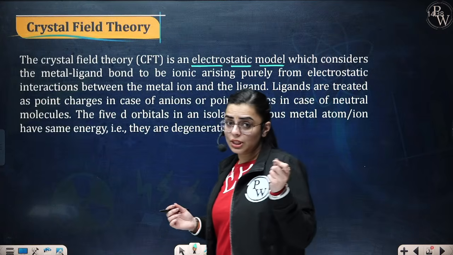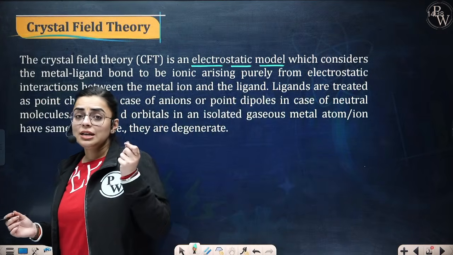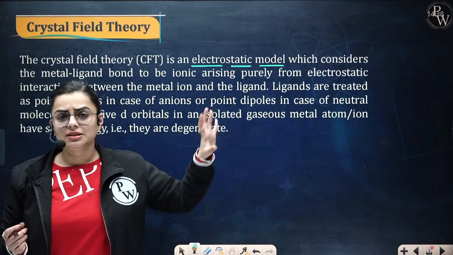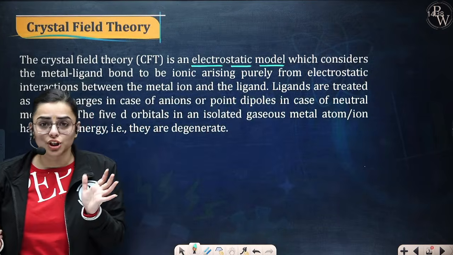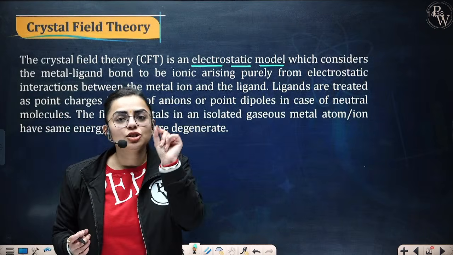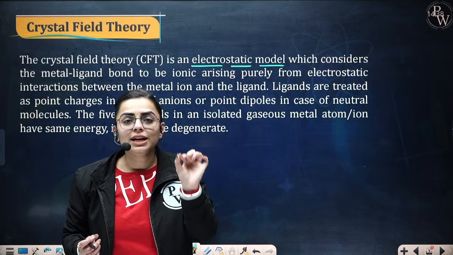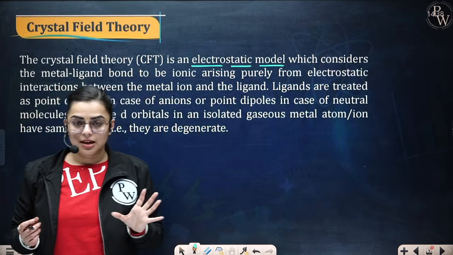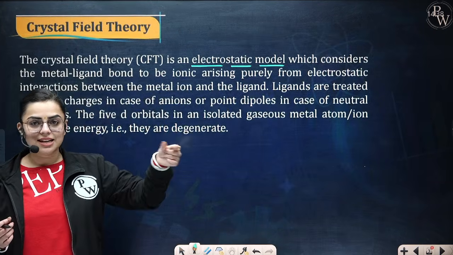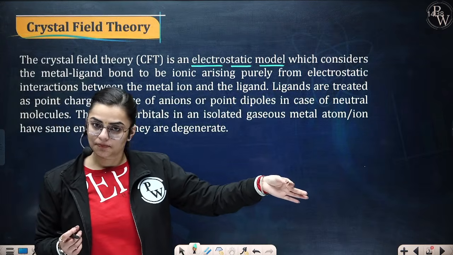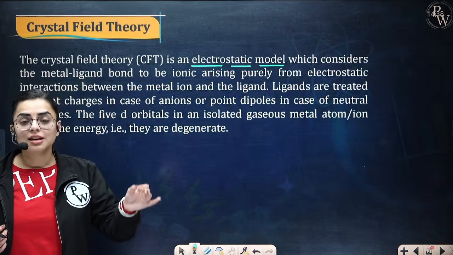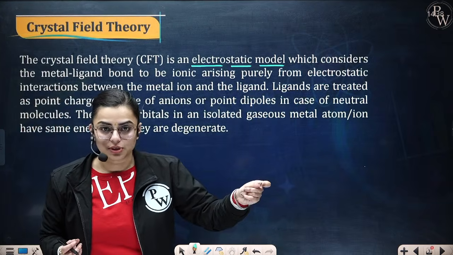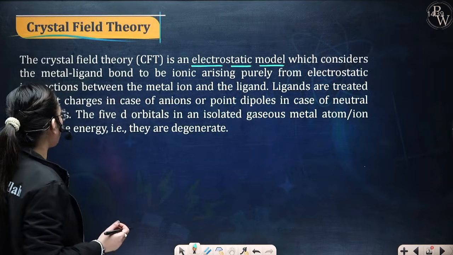Crystal field theory is based upon point charge particles. Basically, they consider each and every anion, or I would say the neutral molecules, as point charges and as point cations and anions. So basically, if I talk about cations and anions, they are point charges. Are you getting my point? And if I talk about the neutral molecules, they are referred to as point dipoles. Okay, so see over here, what does it state?